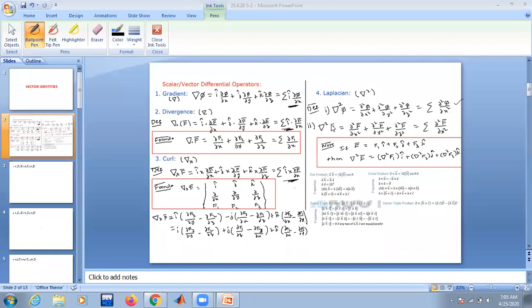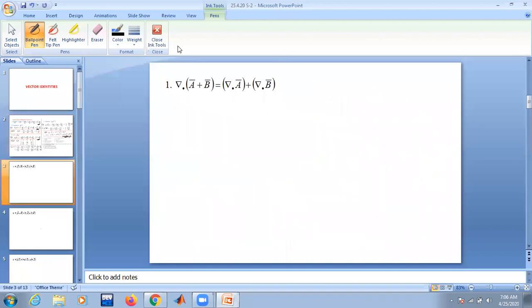Del square f bar is a component-wise Laplacian. If f bar equal to f1 i bar plus f2 j bar plus f3 k bar, del square f bar is del square f1 i bar plus del square f2 j bar plus del square f3 k bar. This can be written as sigma del square f1 into i bar. So these sigma notations are going to be useful in proving the vector identities. We'll see the identities one by one, and this is the first result.